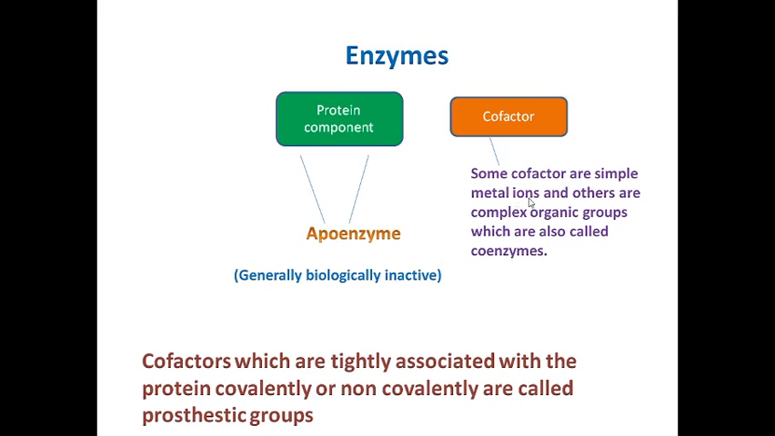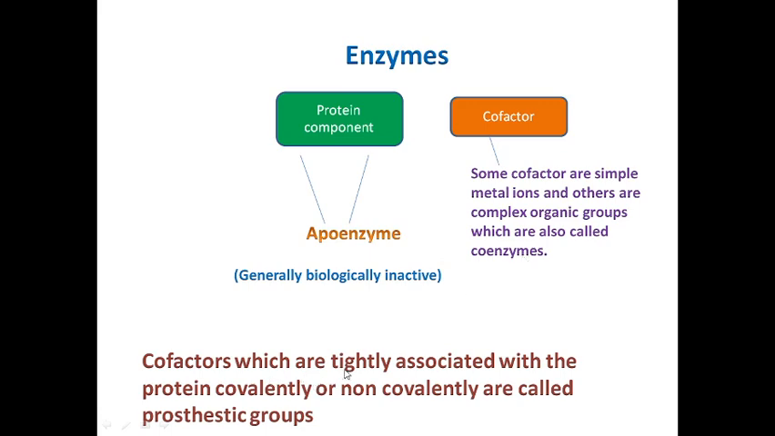And let me tell you, cofactors can be simple metal ions like manganese, zinc, magnesium, and others are complex organic groups which are called coenzymes. Means a cofactor can be simply a metallic ion. Fine. Metallic ion like zinc, magnesium, manganese, iron, and some cofactors are complex organic parts also, and if they are complex organic groups, then this cofactor will be called a coenzyme. I hope I am clear here.